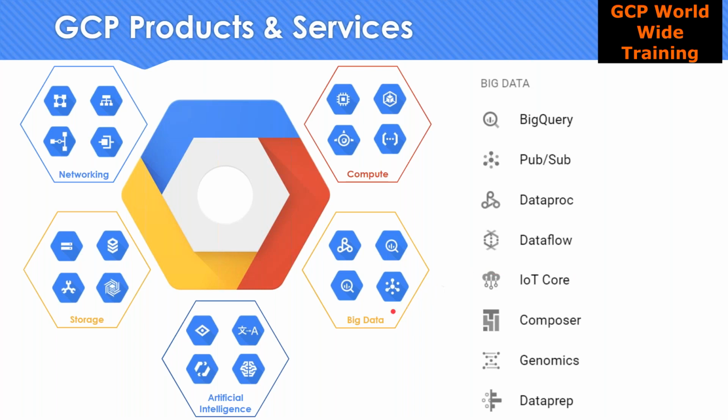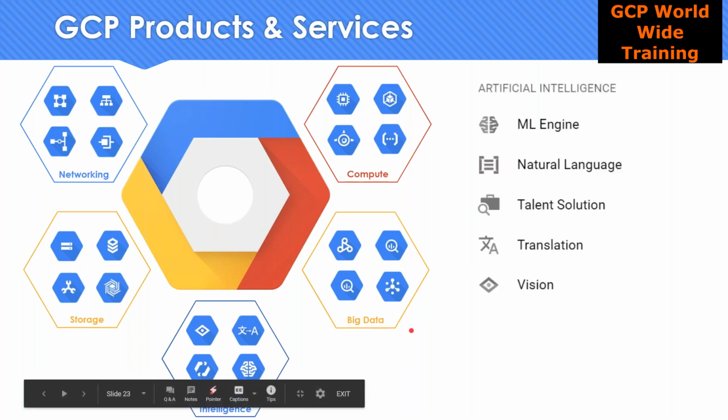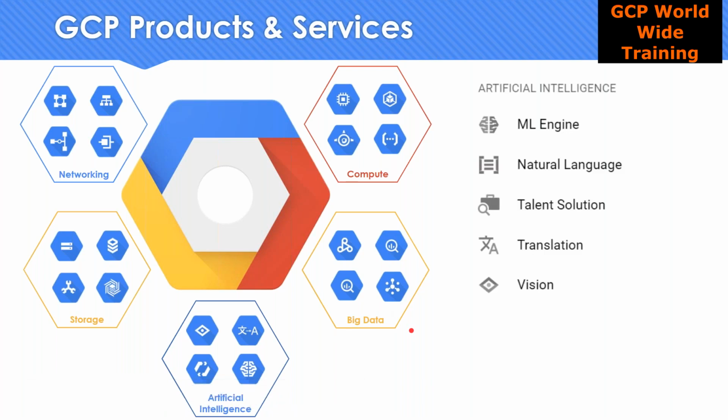That's your fourth category. And the fifth category is the ultimate one, Google's unique stuff, AI stuff, artificial intelligence stuff. That's where we are going to look into those things. So it's the top 5 categories, and our modules are going to be based on this only.